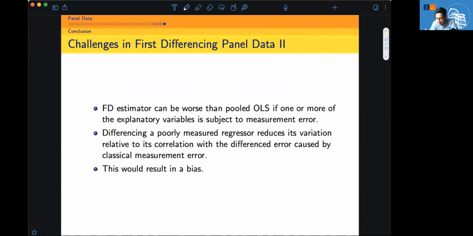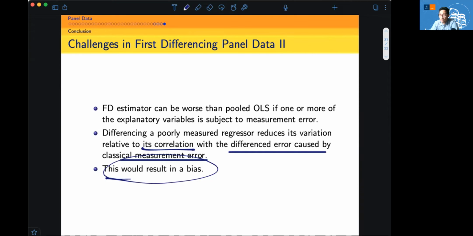And the FD estimator can be worse than pooled OLS if one or more of the explanatory variables is subject to measurement error, and differencing a poorly measured regressor reduces its variation relative to its correlation with the difference error caused by the classical measurement error, and this will result in a bias. So the first differencing strategy is actually not immune to the issue of measurement error. In fact, it will lead you to a bias if you have a high measurement error.